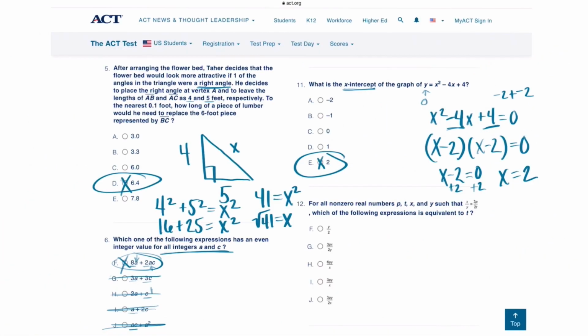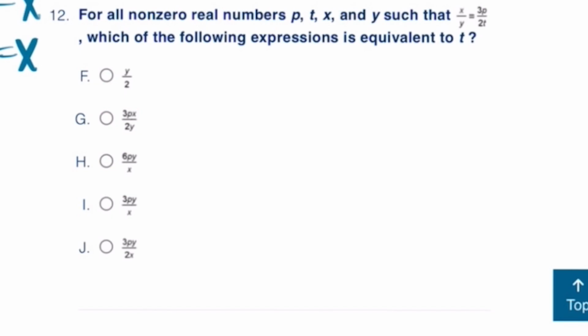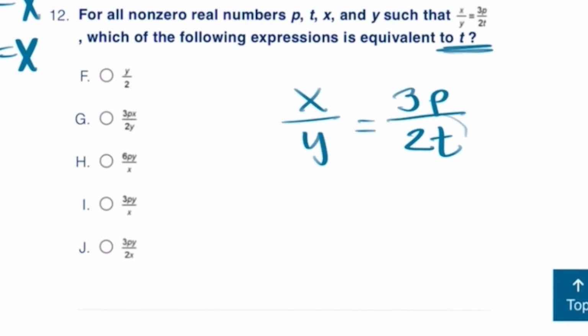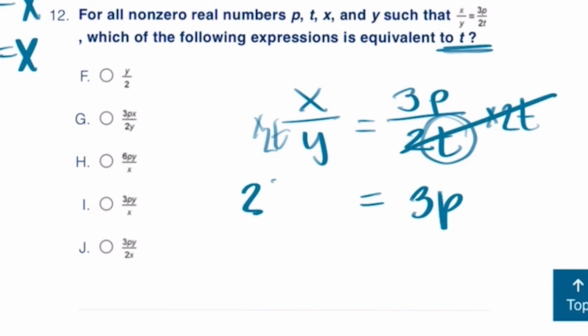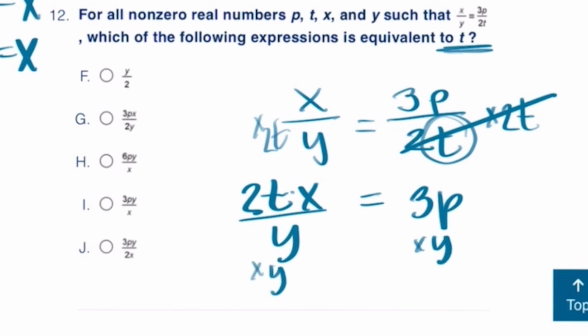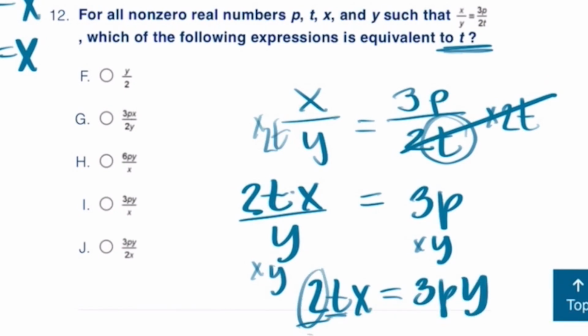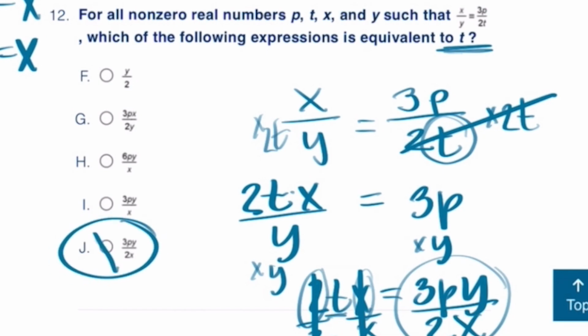And then we're ending with an algebra problem. So they give us this equation with p, t, x, and y, and they want us to solve it for t. So we want to get t by itself. Notice right now it is underneath 3p. So we're going to get it out from the bottom by multiplying by 2t. So that gets us 2tx over y. Remember, we're solving for t, so we got to get rid of that y by multiplying by y. We get 2tx is 3py, and then we have to get rid of that 2, so divide off 2 and divide off x. So we end up with option J, 3py over 2x.